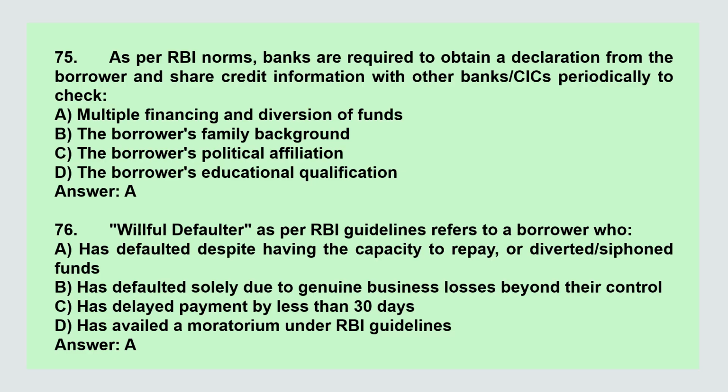As per RBI norms, banks are required to obtain a declaration from the borrower and share credit information with other banks and CICs periodically to check answer A, multiple financing and diversion of funds. Willful defaulter, as per RBI guidelines, refers to a borrower who answer A, has defaulted despite having the capacity to repay or diverted or siphoned funds.